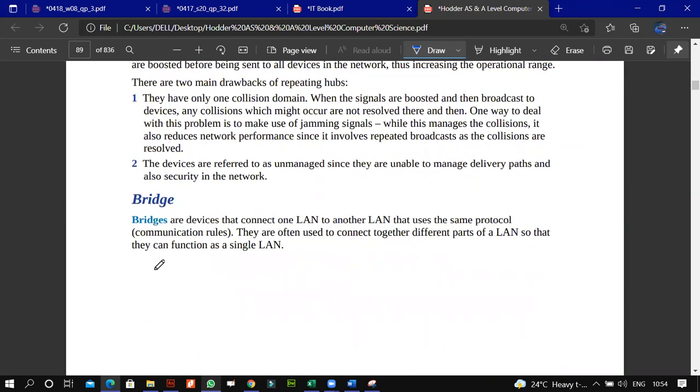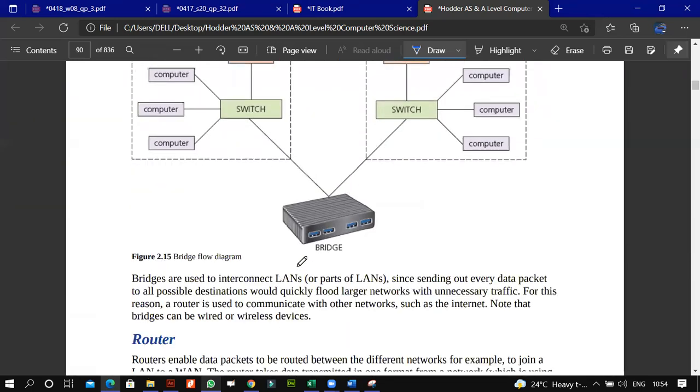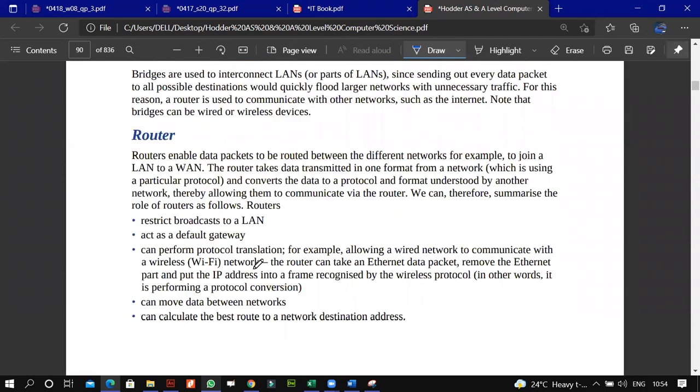A bridge is used to connect multiple LANs together. It's just a device that connects LANs together. A router, basically, we talk about the routing table. It helps tell the destination, the routing and IP addressing of different computers within a network, which data has to go through which IP address to which computer.